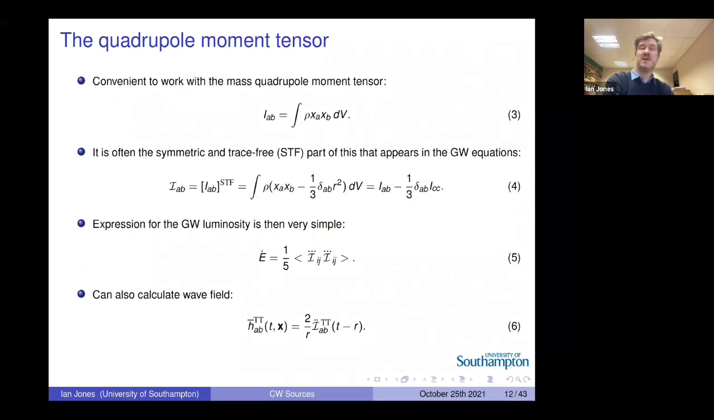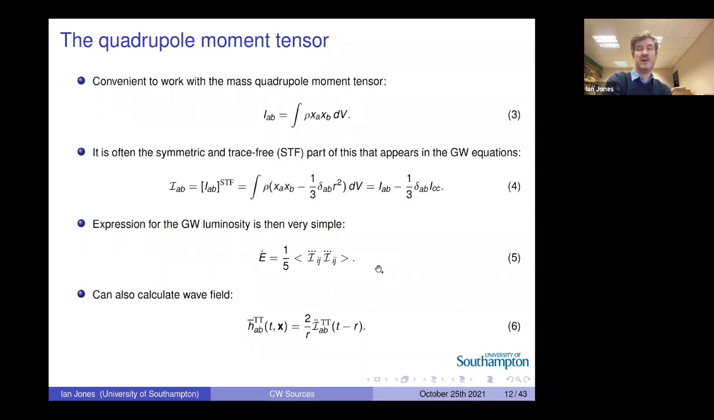Anyway, so for the mass quadrupole, it's given by equation 3. This is a bit of a technical point, but as you may well know, the thing that actually appears in the useful formulae is the trace-free version of this. That's the thing that I've written in equation 4. So I've basically just subtracted off the trace of this using a Kronecker delta. Then you get two formulae, the first of which is very famous indeed. I think Einstein wrote it down even.